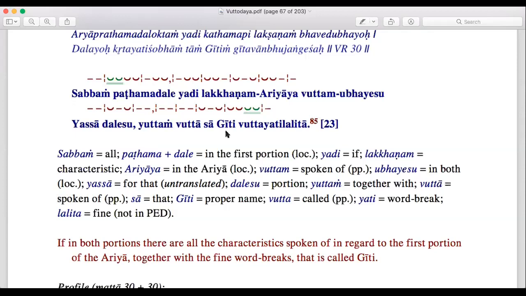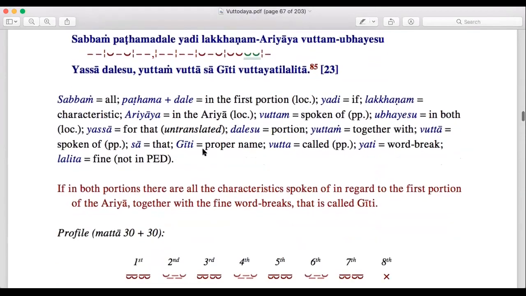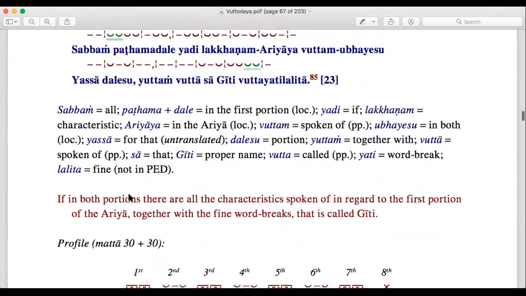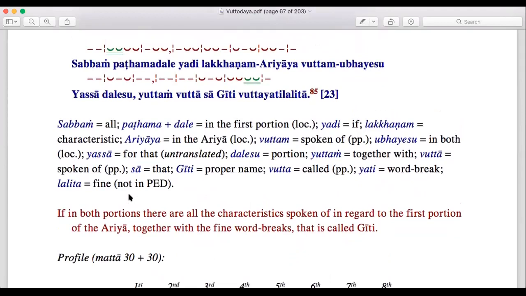So here let's go and read the meaning. If in both portions, we know portion means a part. So here part or portion refers to a half of the verse. So there are 2 halves in a verse. So in those 2 halves, in both portions, there are all the characteristics spoken of in regard to the first portion of the Arya. That means the first half of the Arya, together with the fine word breaks. That is called Giti. So there should be word breaks also.